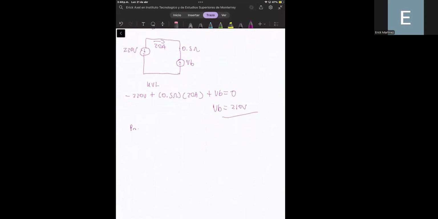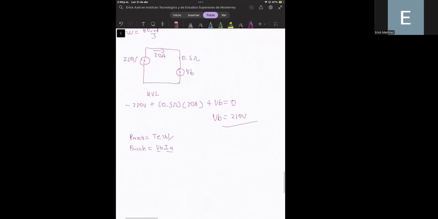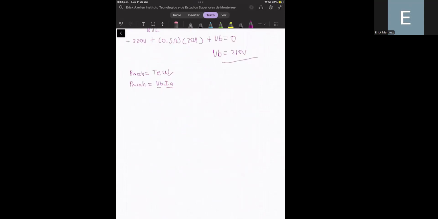So you remember that the mechanical power delivered by this motor is equal to the electromagnetic torque times the speed of the motor. And also we know that we can compute this mechanical power equal to the back EMF voltage times the armature current. So we know the back EMF voltage, we know the armature current, and we know the speed of the motor. So we can equate these two expressions, okay? And we can solve this equation for the electromagnetic torque.